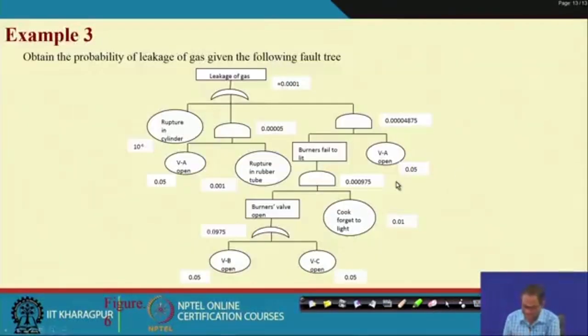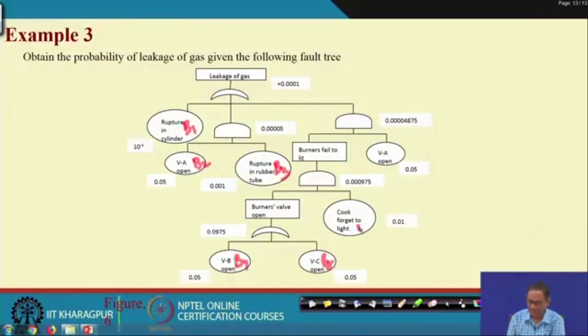Now, the leakage of gas case, see here. These are the basic events. Suppose this is B1, this is B2, then this one is B3, B4, B5, B6, let it be B7. So, you have data on B1 to B7, that means PB1 to PB7 are available with you. In the same manner, as here, you have an OR gate, so you know how to do it. Suppose this probability will be this one.